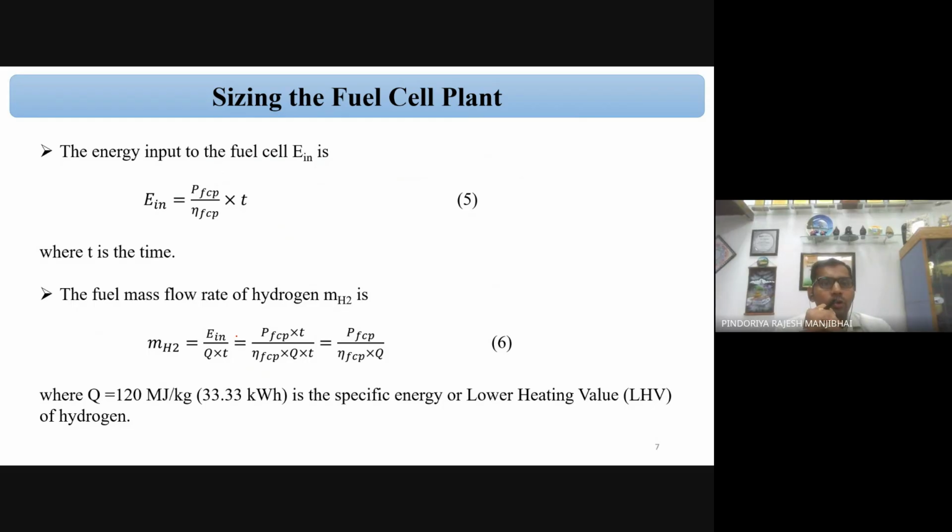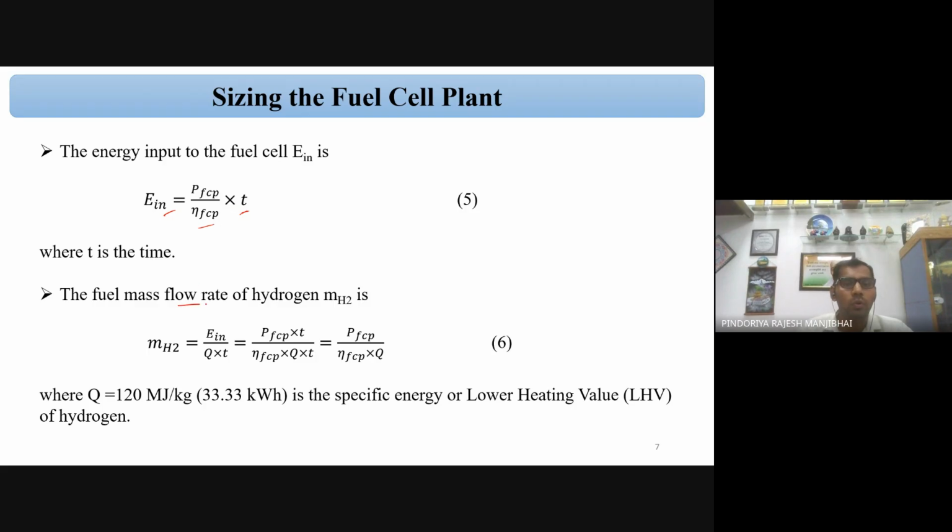The energy input of the fuel cell, E_input. So what is the energy input of the fuel cell? The energy input is the ratio of P_FCP divided by the efficiency of the FCP, times T, where T is the time. Okay, so that is the energy input of the fuel cell.